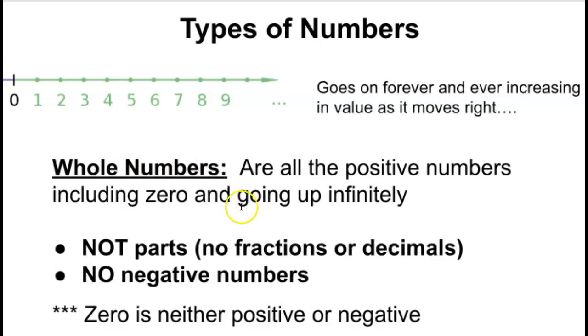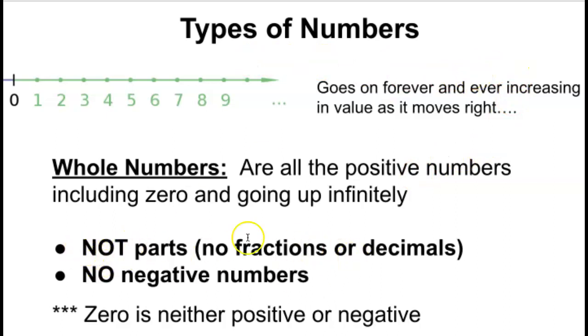So let's first discuss whole numbers. Whole numbers include every positive counting or natural number you learned when you first learned to count. We all started from 1: 1, 2, 3, 4, and they go on forever and ever, and they increase in value as you move to the right. But whole numbers also include one number that is not positive, and that is 0. 0 is neither positive nor negative. So whole numbers are all the positive numbers, including 0, and they go up infinitely forever.